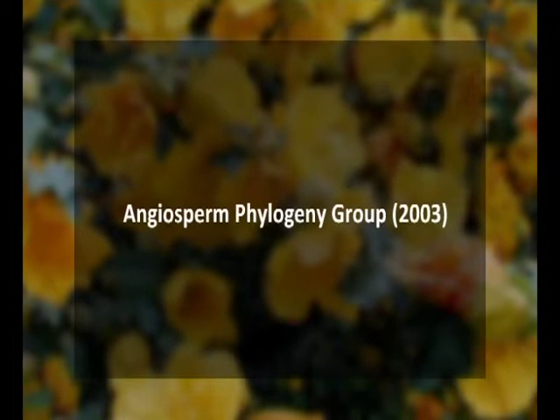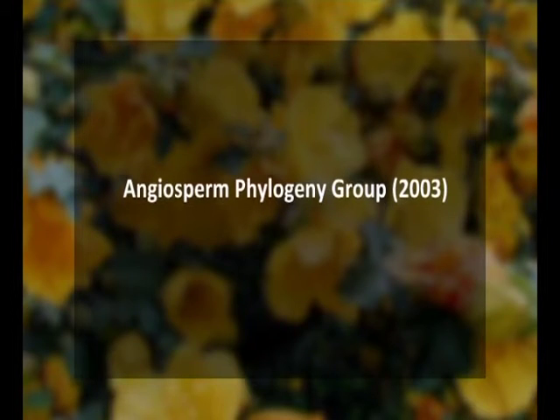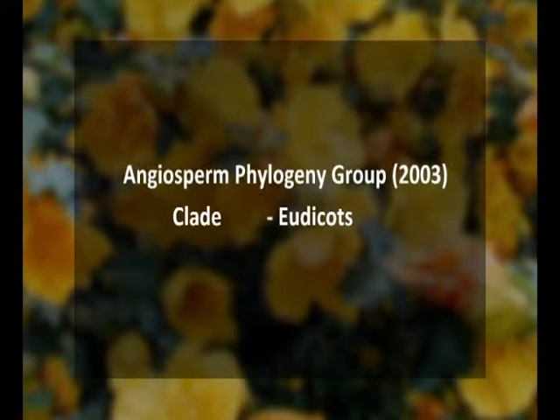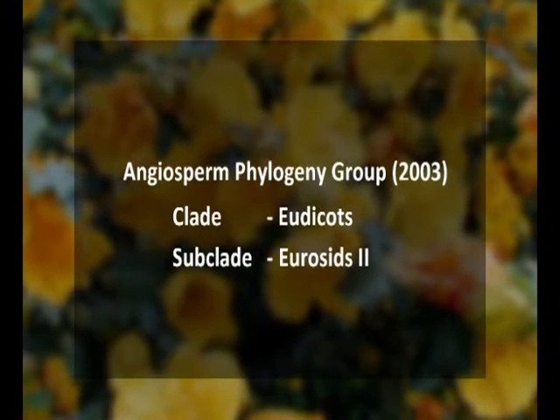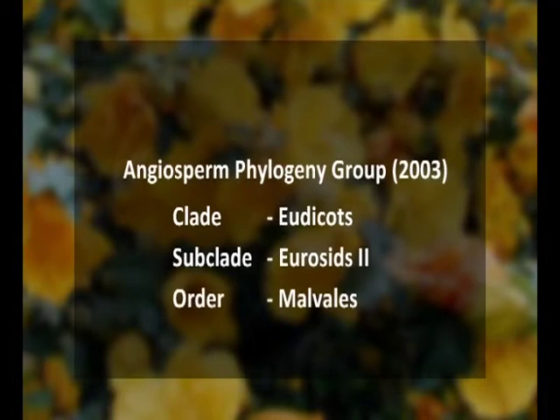The Angiosperm Phylogeny Group, a collaborative group of taxonomists, has proposed a rankless system of classification. They recognize basically the monophyletic clades. They have recognized Malvaceae under the clade Eudicots and the subclade Eurosids II, and order again here Malvales.